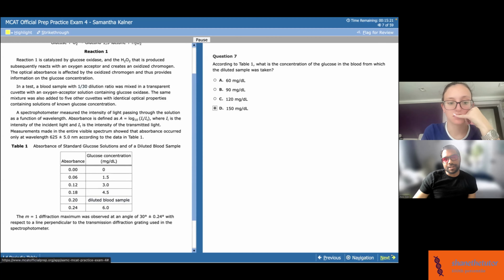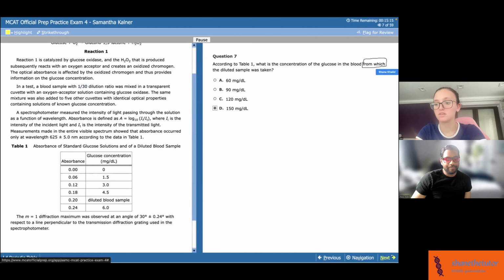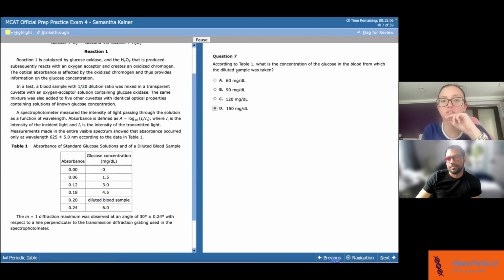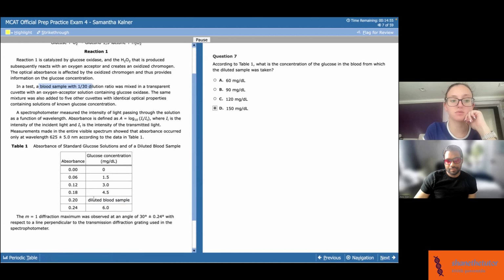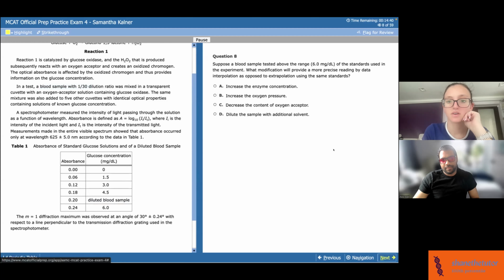Yeah, and this could have been tricky if you didn't see the "from which" part, but you got it. As soon as I saw that it was the concentration of the diluted sample, I looked at this equation and it was 1/30. And then this whole chart is taking the diluted sample. I didn't think it was the absorbance, but these ones, because it's literally saying glucose concentration, and the answers are all in terms of these. But then I don't know, I thought this equation was a... okay. All right.